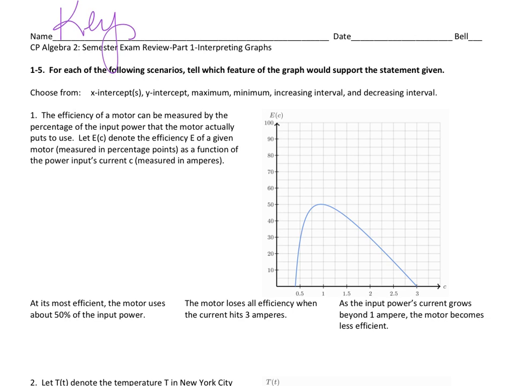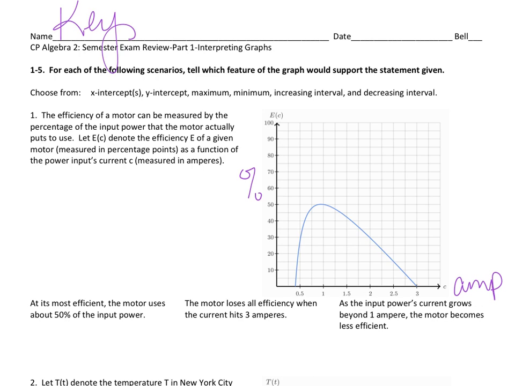All right, so number one is talking about motor efficiency. And on the y-axis, you have the efficiency in percentage points. So that's important to look at. And on the x-axis, you have current, which is measured in amperes.